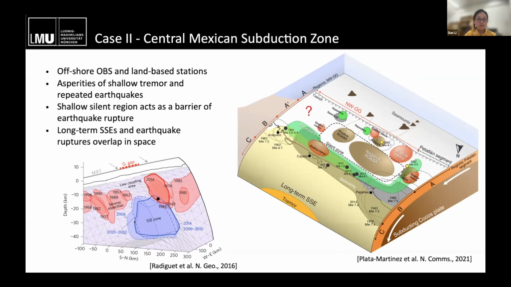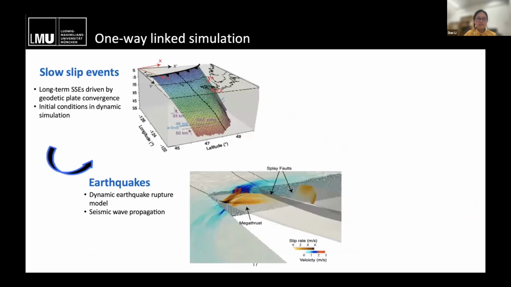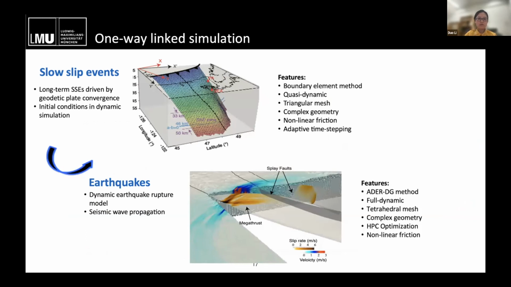So the slow slip event will increase the Coulomb stress at the edge of this rupture, so finally triggering this co-seismic rupture. This is a very interesting model, and we want to test it with our numerical method. In this model, we try to link two different types of simulation. First we model the slow slip events with a boundary element method because it's more efficient if you ignore the inertial effect.